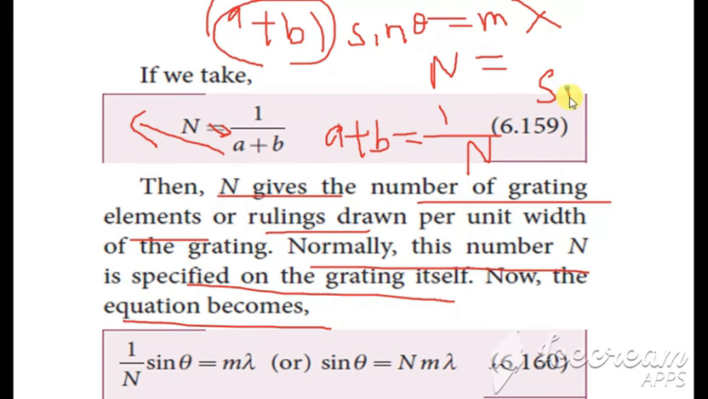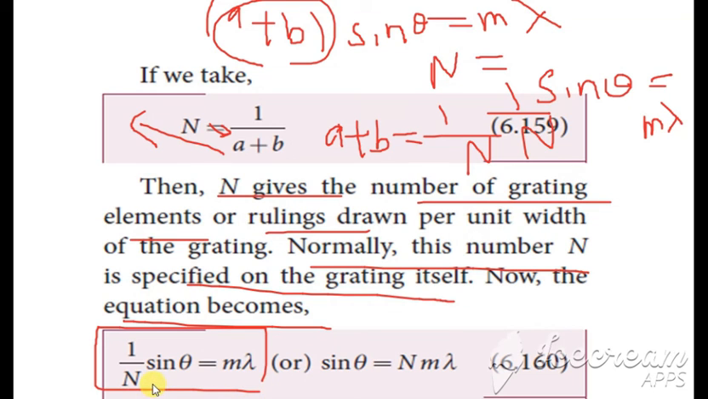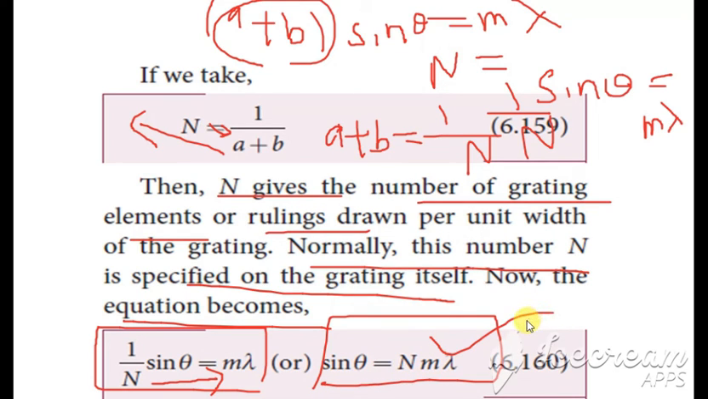Instead of this a plus b, if you substitute that value here, we get 1 by N sine theta, which is equal to m into lambda. Now bringing this N to this side, we get sine theta is equal to N m lambda. This gives the diffraction in the grating. So sine theta is equal to N m lambda. Clear with this?